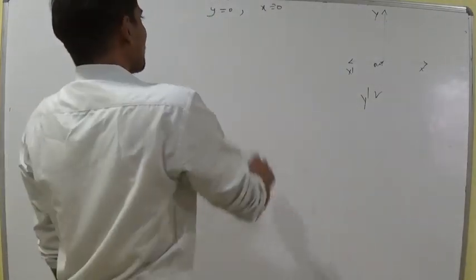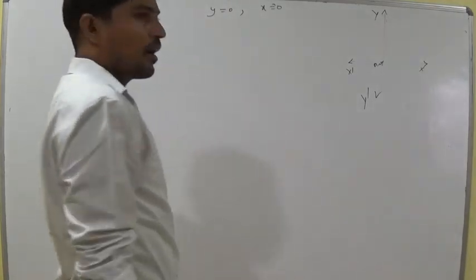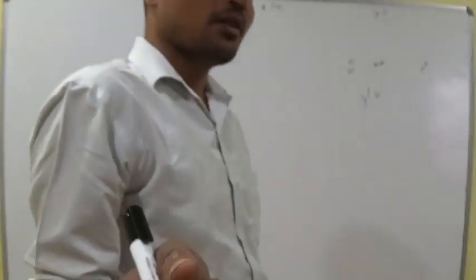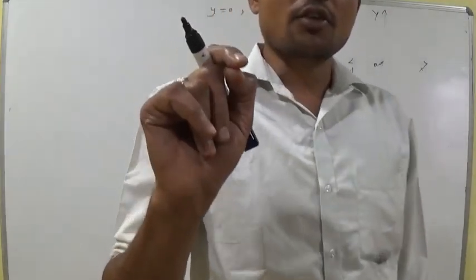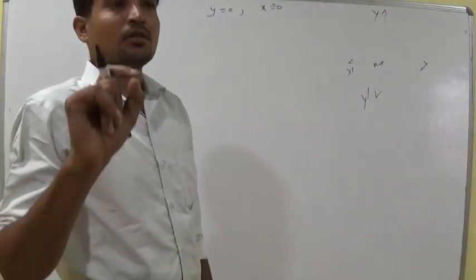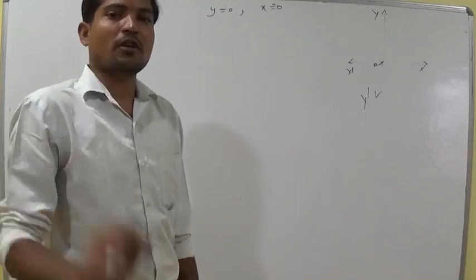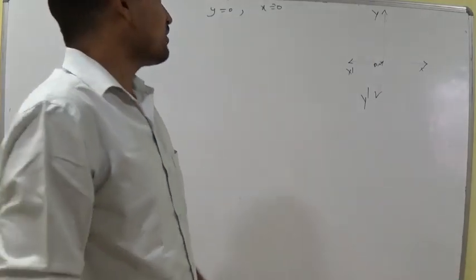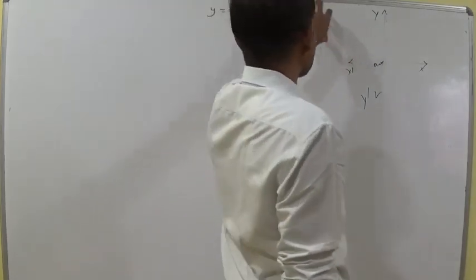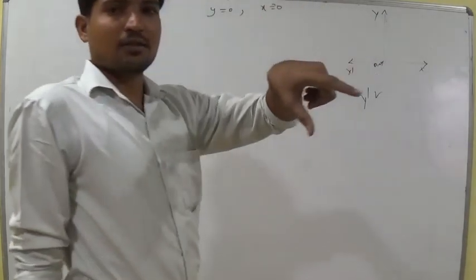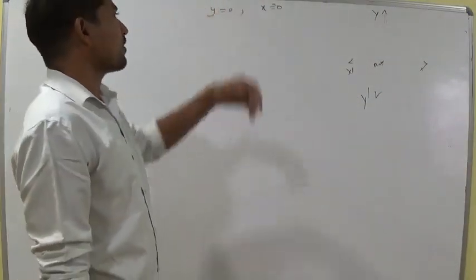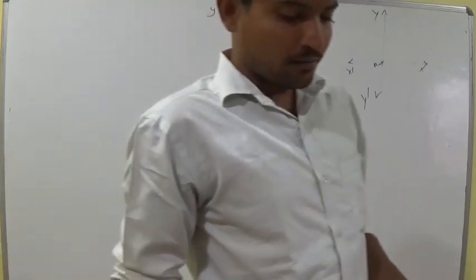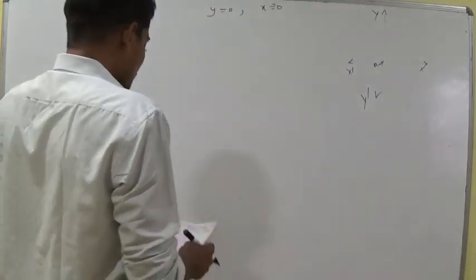Then the angle between them, we have the formula a1x plus b1y plus c1 by square root of a1 square plus b1 square equal to plus or minus a2x plus b2y plus c2 by square root of a2 square plus b2 square. But here, for the angle bisectors of the coordinate axes, that means we have to find the equations. So x is equal to 0 and y is equal to 0 is our answer.